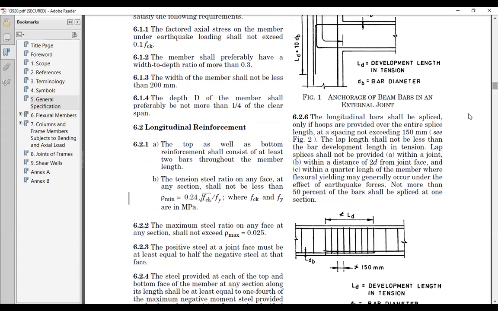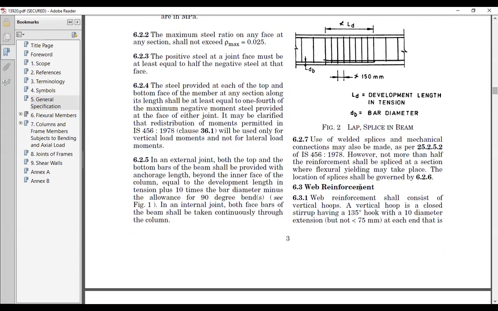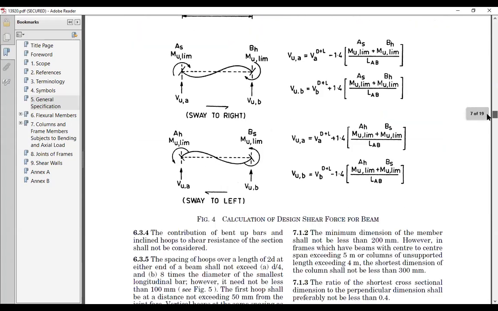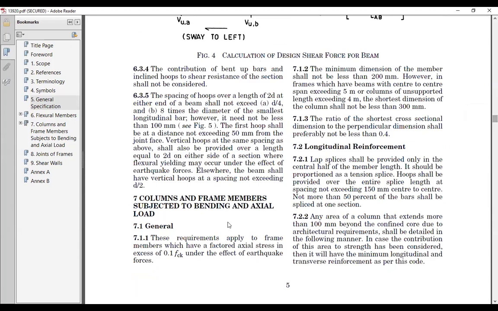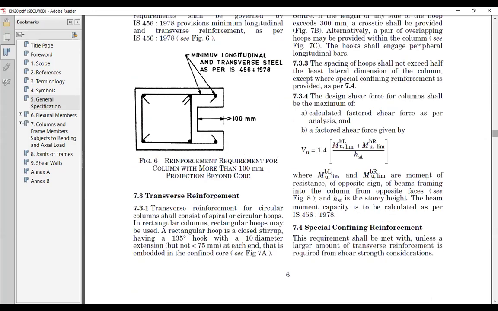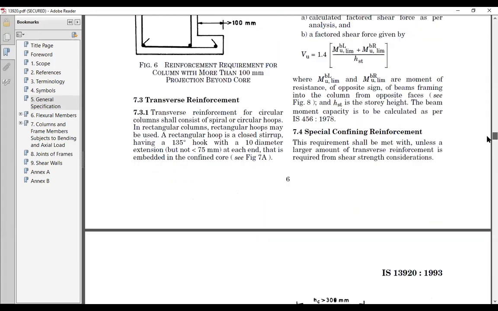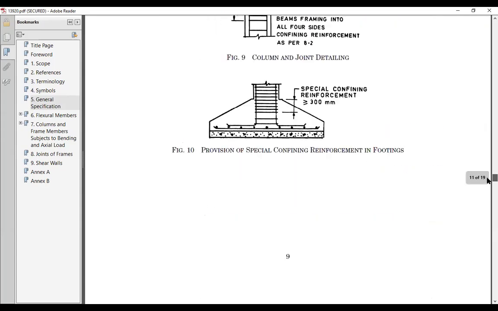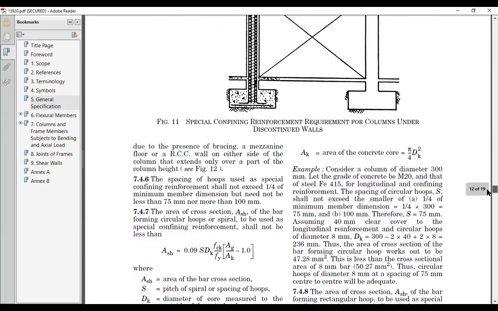So for flexural members, for longitudinal reinforcement there will be some clauses, and then afterwards for web reinforcement there will be some clauses. Okay, and then for columns, what did I tell you, for compression members similarly you will have some clauses. First general, then longitudinal reinforcement, and then some for transverse reinforcement. Similarly, these are for the columns.